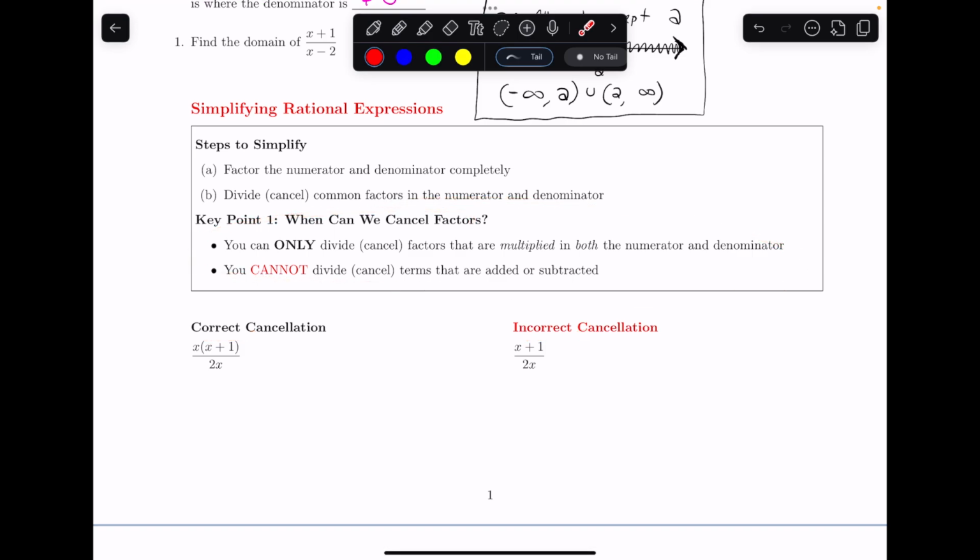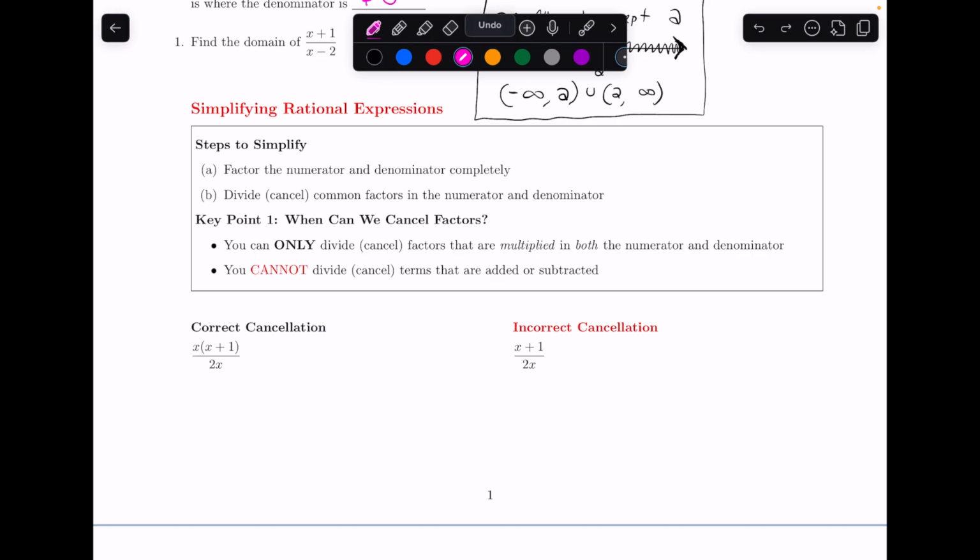So first, I want to talk about a correct cancellation. So in this problem, I see that on the top, it's already factored. I got this x multiplying this x plus 1, so those are the factors that are multiplying each other. On the bottom, this 2 is multiplying the x, so those are the factors on the bottom. So there's a common factor. This x is getting multiplied on the top and on the bottom, and when I have a thing like that multiplied on the top and on the bottom, I can divide it away.